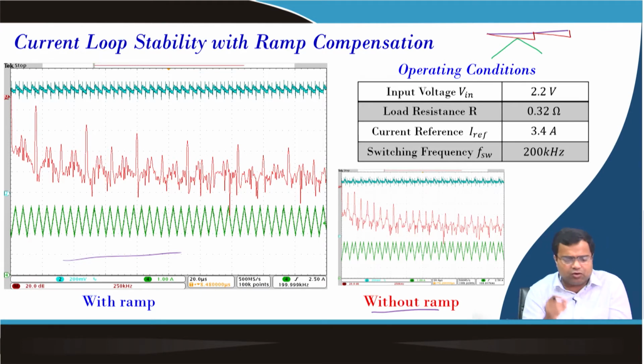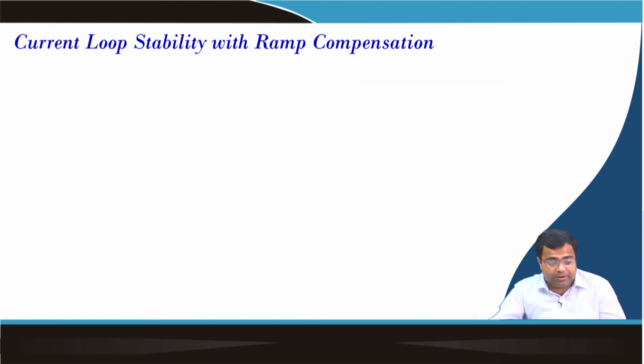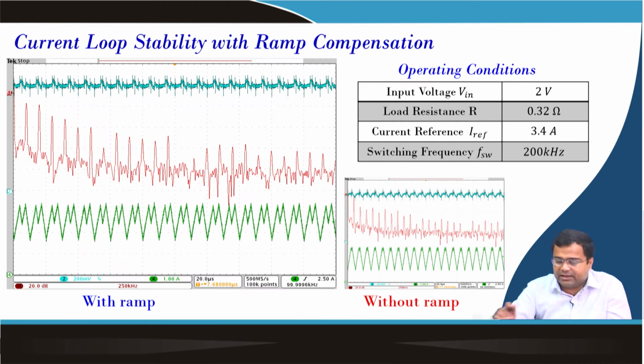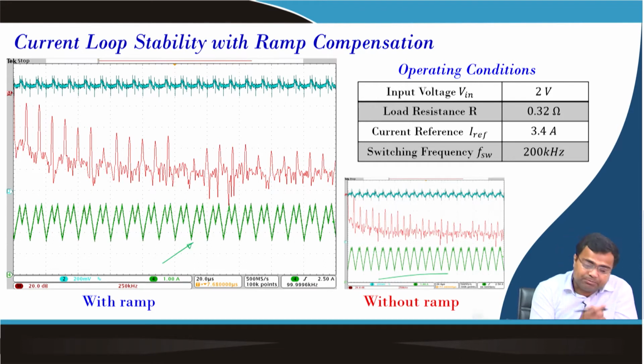Since we are using a very low ramp, that means the peak has not changed drastically. It should have reduced from 3.4, but the reduction is very small because the ramp is very small. And because of using a small ramp, even at 2 volt where it was totally unstable, it is still unstable here, but it has improved, but it is not purely stable. So, what do we have to do? We have to increase the ramp slope.